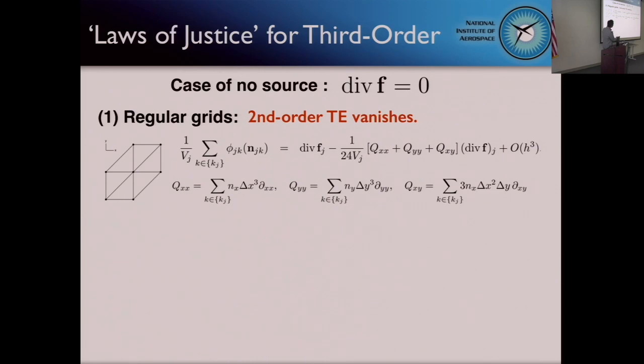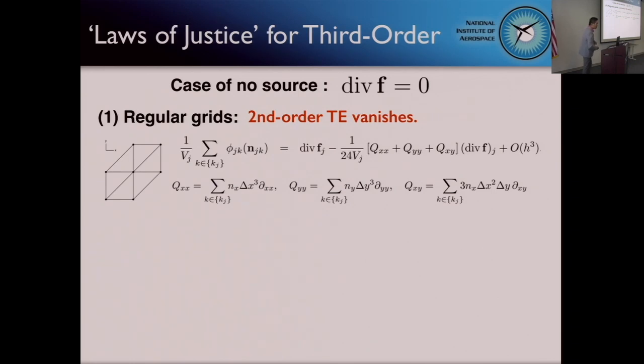By definition, the truncation error is obtained by substituting the exact solution. If you substitute the exact solution, this will be 0 because divergence f is 0, and this is also 0. And that's why you are left with third order truncation error. And then on regular grids, we expect third order accuracy in the solution.